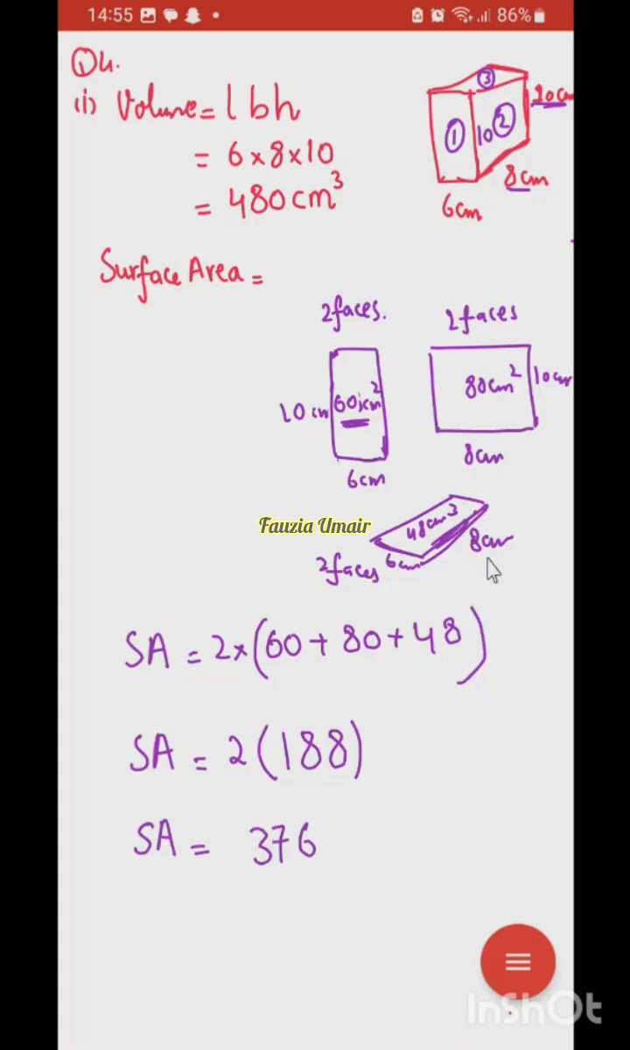376. What will be the unit? Because, ma'am, it is now area. Because it is area, तो area की unit क्या होगी? सेंटीमीटर स्क्वायर. Is it making sense? Yes, ma'am. Ma'am, the volume is in cube and the surface area is in square. That's right. Because this is area ना. It is not about the 3D shape. It is about the faces that the shape is having. ठीक है? Are we clear?